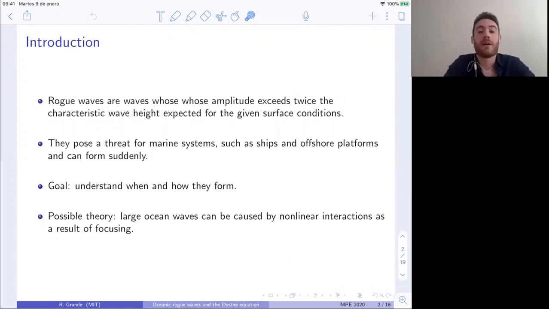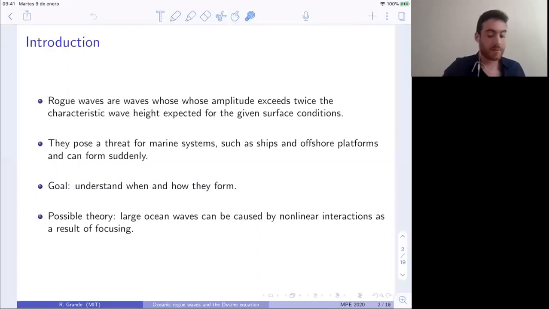And when they do, of course, they pose a threat for ships, for platforms, and for other marine systems. So it is very important to understand how and when they form, and especially interesting would be to try to identify particular conditions in the sea that could later lead, after a certain time, to a rogue wave forming. One of the theories that people work with is that these waves might happen because of nonlinear effects, and in particular focusing effects. For this reason, they have often been modeled using the nonlinear Schrödinger equation, the cubic focusing nonlinear Schrödinger equation in particular. But today I'm going to discuss a different model.